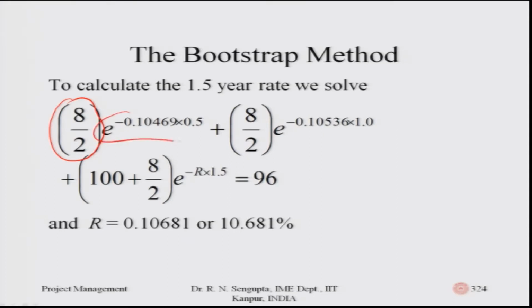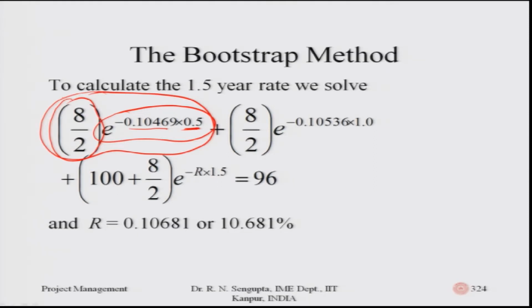You basically multiply it with e to the power minus, because as you come nearer to time t equal to 0, the value will decrease. So, it is e to the power minus 0.10469, which is the interest rate, multiplied by half, which is 0.5, the time period. Based on that, you find out the first term, which is the actual value for the 4 rupees which you get after 6 months.